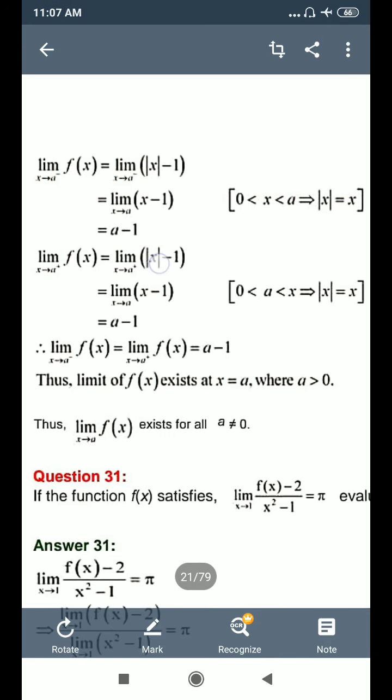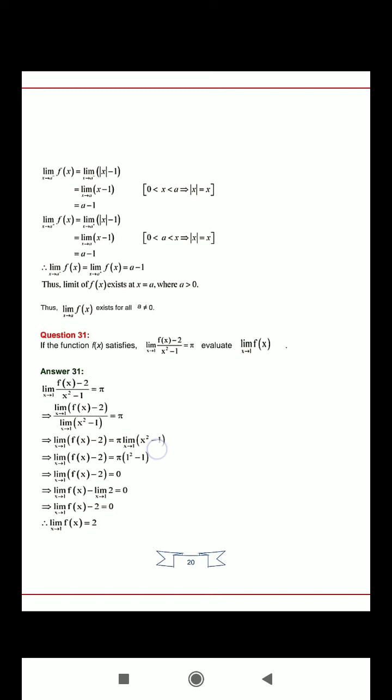Question number 31. Limit x tends to 1 of (f(x) minus 2) upon (x square minus 1) is equal to pi. Evaluate limit x tends to 1 f(x). So you apply the limit on the left hand side on f(x), numerator and denominator separately. This denominator limit you can cross multiply with this. So it is limit x tends to 1 of f(x) minus 2 is equal to pi into limit x tends to 1 of x square minus 1.